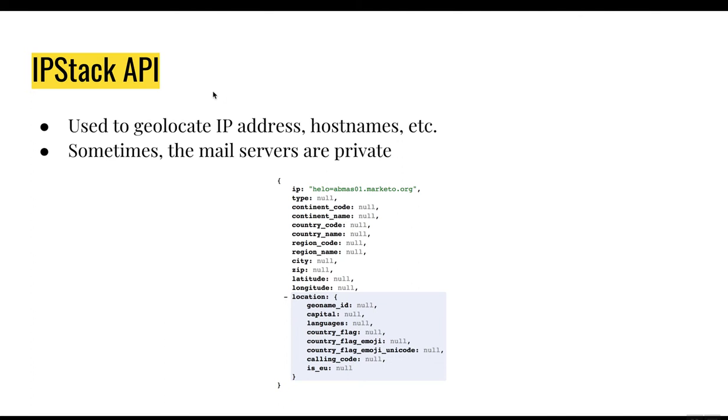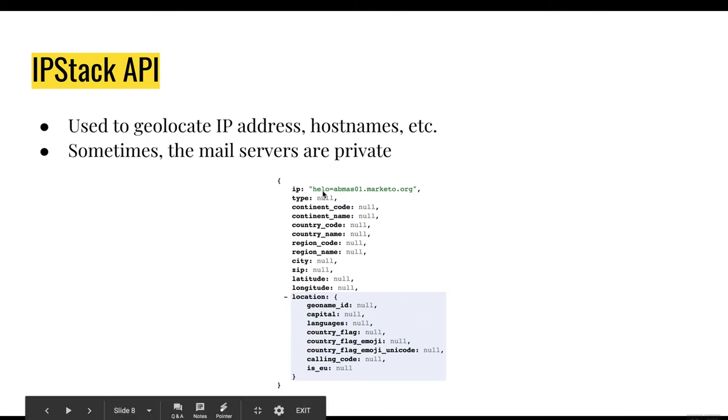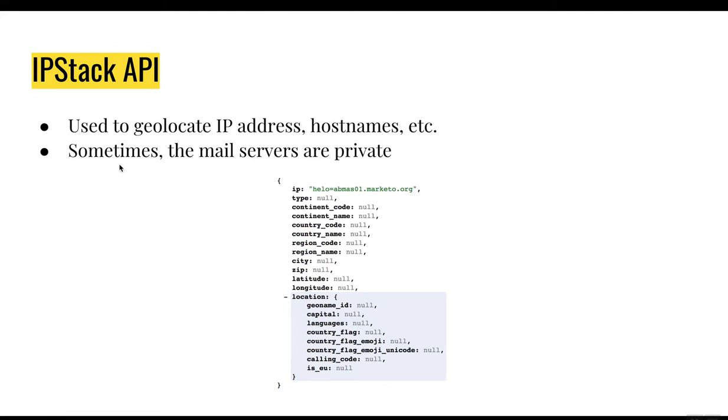I use the IPStack API to do the geolocation. So here's an example of trying to geolocate this hostname. A problem with some of the mail servers is that some of them are private. So if you look at this example right here, a lot of the information returned is null. Whenever that happens, I just ignore that header, but still try to connect the route.